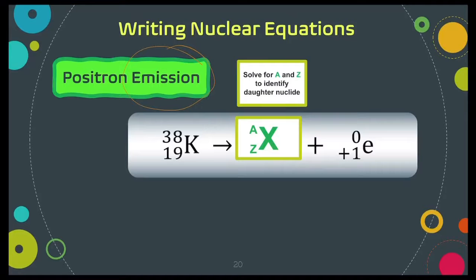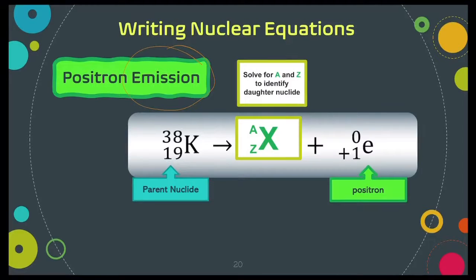We're given potassium 38, so another isotope of potassium, and that represents the parent nuclide. It releases a positron, which is a positively charged particle. And we're going to use those numbers, the mass number and the atomic number for both of those, to determine the identity of the daughter nuclide. So the top number, you can see we have 38 and 0. So the top number, the A, equals 38. So the top number is going to be 38.